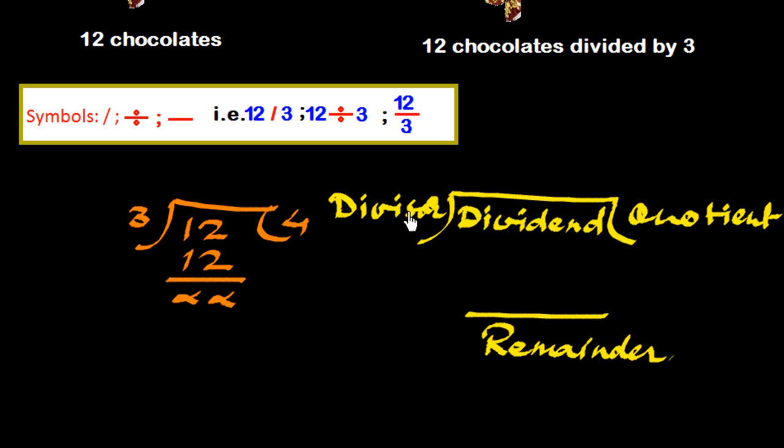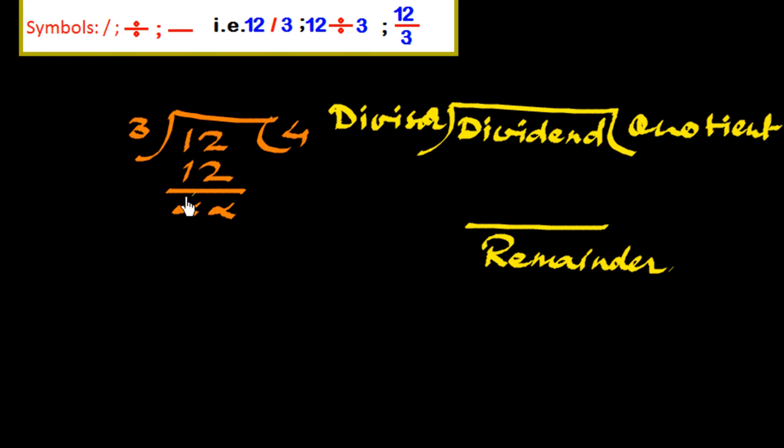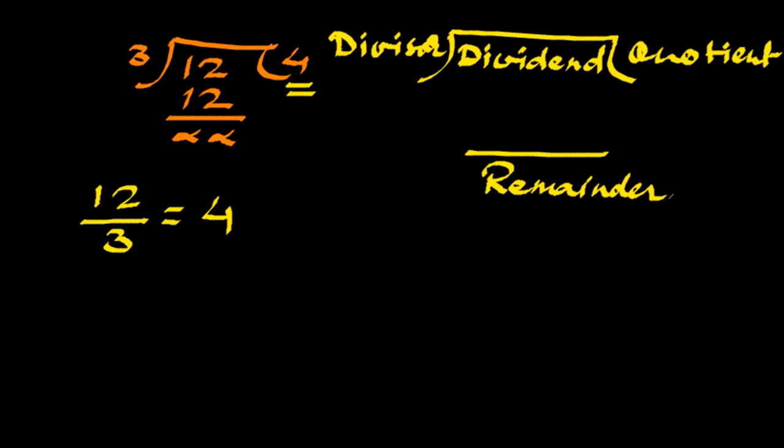So in this way we get the things, and here you see the remainder is 0, quotient is 4, dividend is 12 and the divisor is 3. So the answer of this is 4. We could write it in this way: 12 divided by 3 is equal to 4. In this way we could divide the numbers, or I explain some other numbers also.